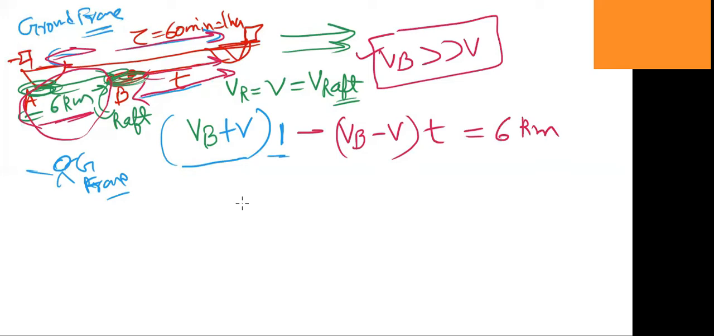Okay, so now let us solve it. vb plus v minus vbt plus vt equals 6 kilometers.